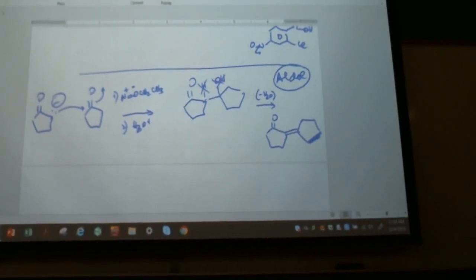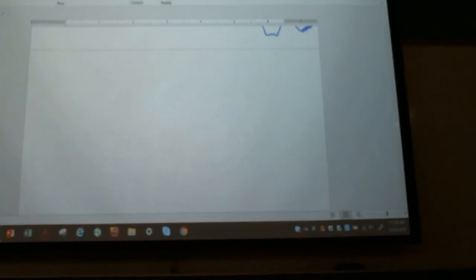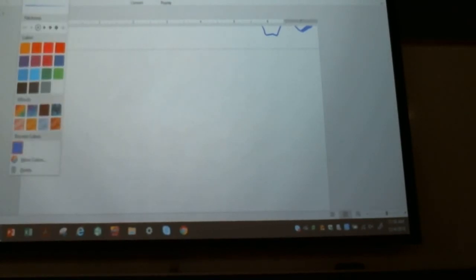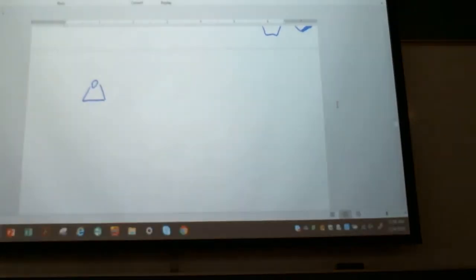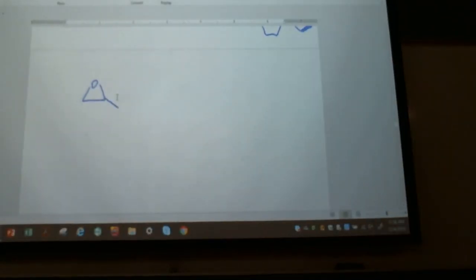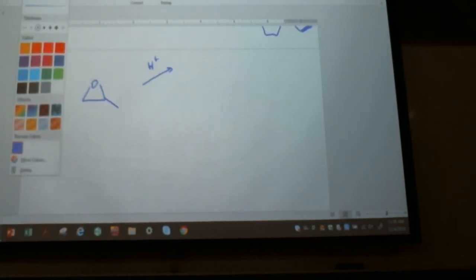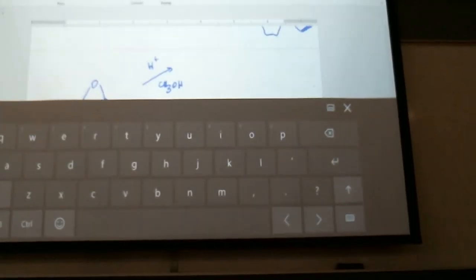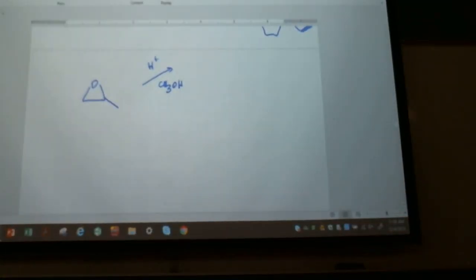So epoxides can be opened in one of 2 ways, under acidic conditions or under basic conditions. If you're under acidic conditions, let's put some methanol so that it becomes like this. As usual, the acid is there to make this into a better electrophile so that your nucleophile, which is weak, can attack.